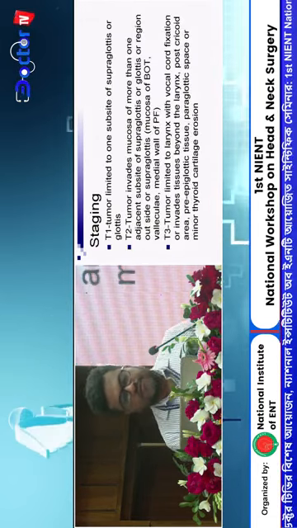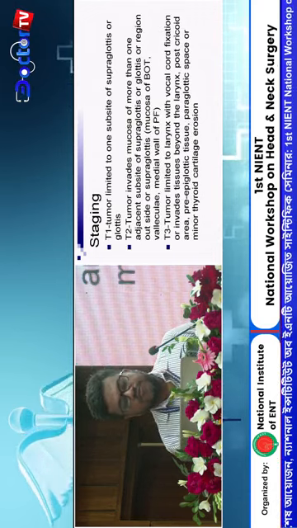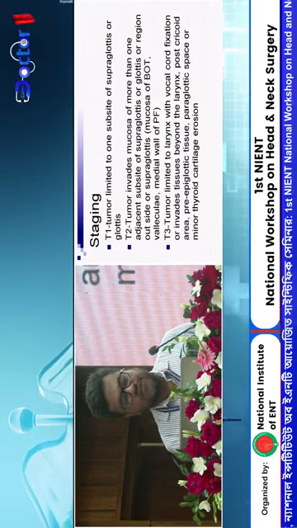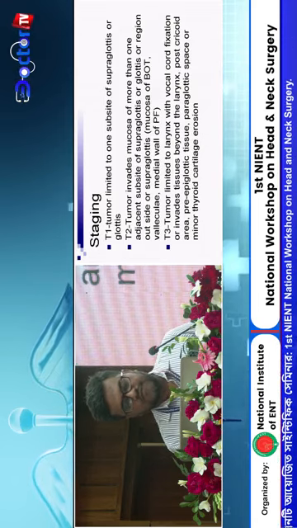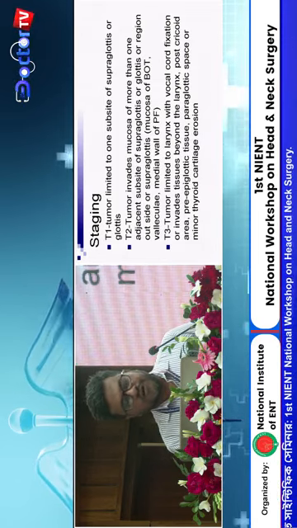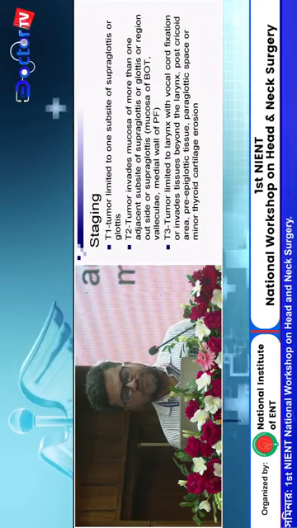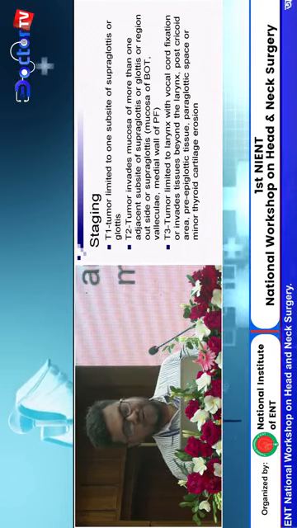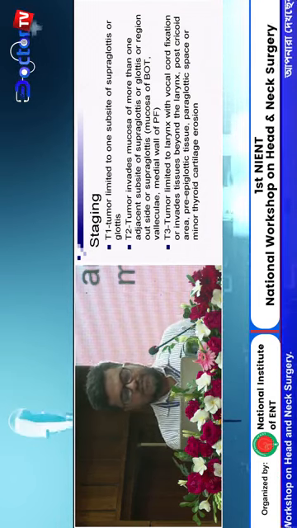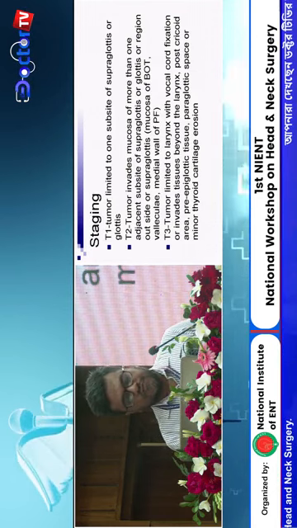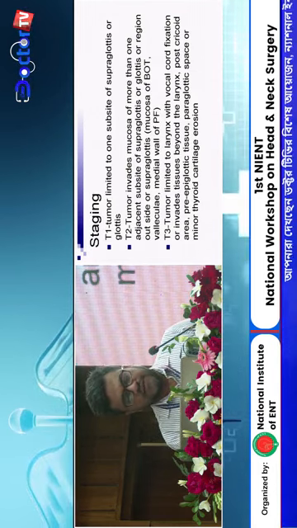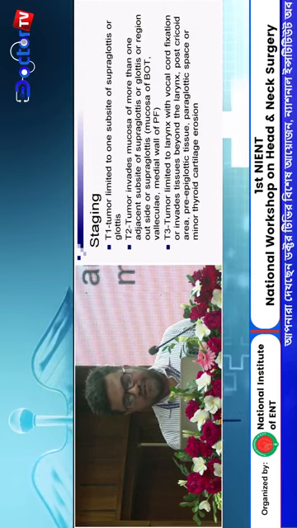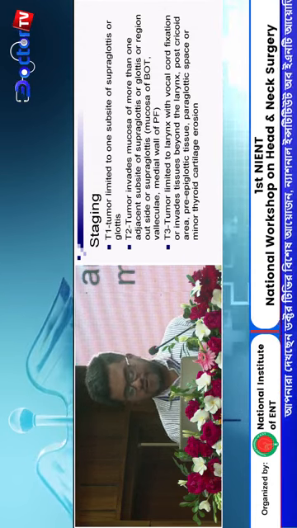Then staging of the tumor. T1: tumor limited to one subsite of supraglottis or glottis. T2: tumor invades mucosa of more than one adjacent subsite of supraglottis or glottis, or region outside the supraglottis, that is mucosa of base of the tongue, vallecula, medial wall of the piriform sinus. T3: tumor limited to larynx with vocal cord fixation or invades tissue beyond the larynx, such as the post-cricoid area, epiglottic tissue, paraglottic space, or minor thyroid cartilage erosion.